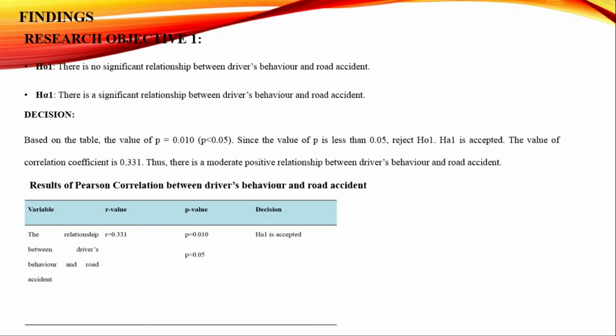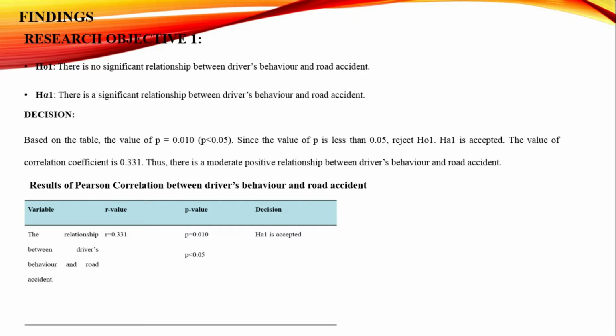Okay, now we move to research objective 1, which is to examine the relationship between driver's behavior and road accident. H null 1: There is no significant relationship between driver's behavior and road accident. H alternate 1: There is a significant relationship between driver's behavior and road accident.